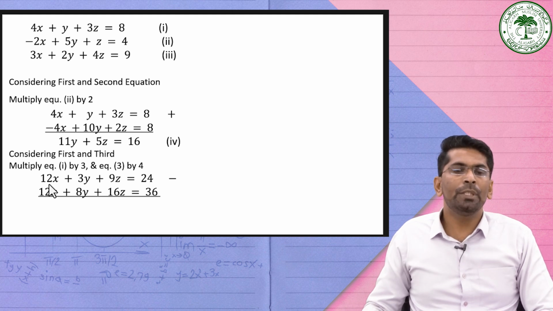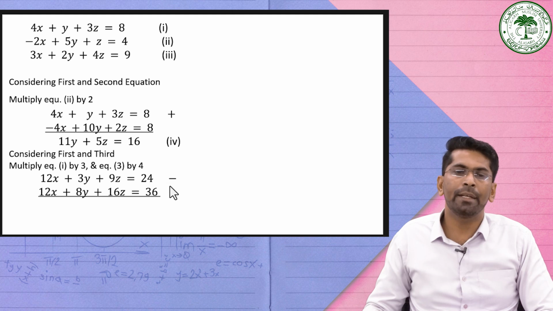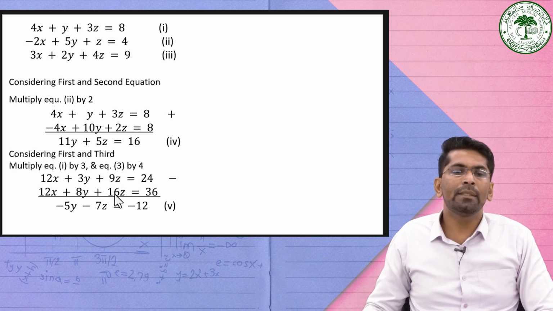Now the coefficient of the variable x is the same. In order to eliminate 12x, we are going to subtract, so I am putting a minus sign here. 12x and 12x will be cancelled out. 3y minus 8y becomes minus 5y. 9z minus 16z is equal to minus 7z. Then 24 minus 36 is equal to minus 12. I am calling this equation number 5.